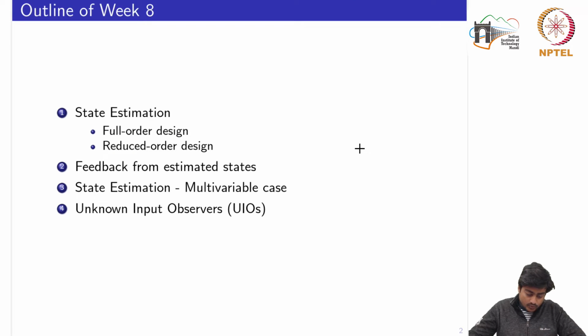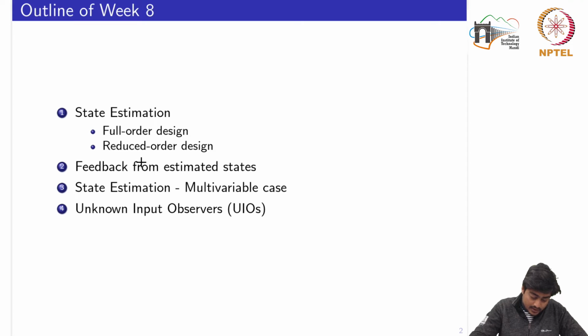So the outline of this week 8 is that we will be discussing the state estimation algorithm. And in these algorithms, we will discuss two types of design. First is the full order design and second is the reduced order design. Once we come to the reduced order design, we'll define it first and then we'll go to the synthesis procedure. Second, we will see the feedback from the estimated states.